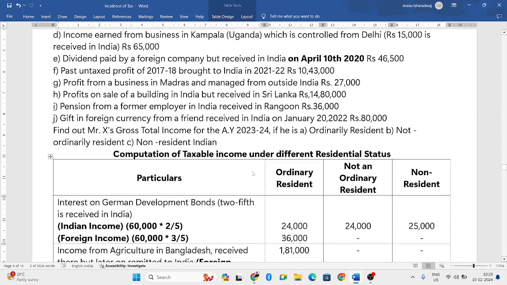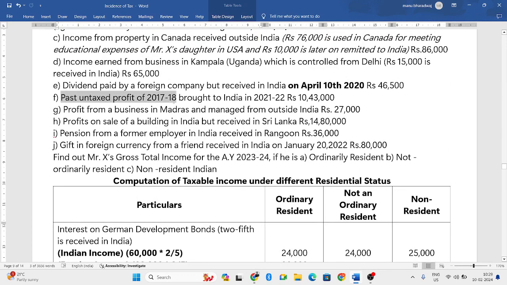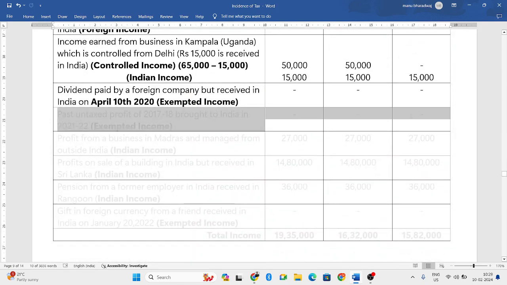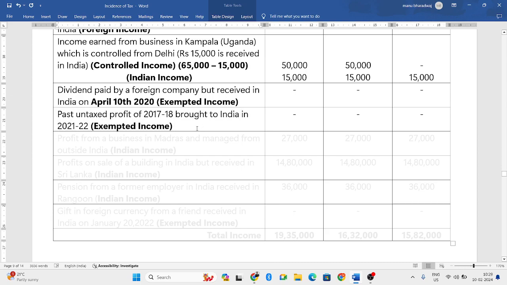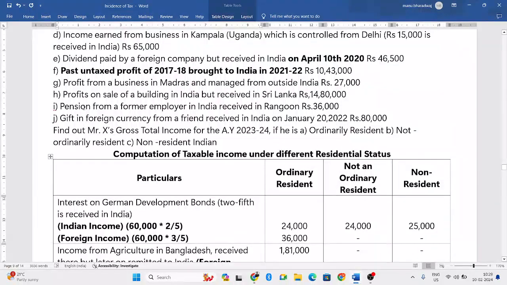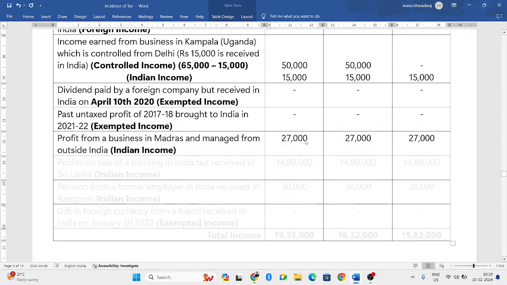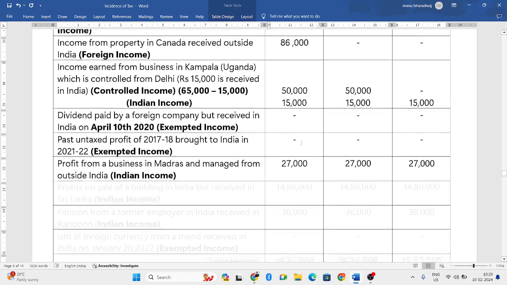Next. Past untaxed profit of 2017-18 brought to India in 2021-22. So again, it is a past untaxed profit. When past untaxed information is given, you have to just ignore that. It is an exempted income. Any past untaxed, it is exempted. Next. Profits from a business in Madras and managed outside India. Madras is in India, so the arising aspect is in India. When the arising aspect is in India, we consider it as Indian income. So all three residential statuses will be taxed.